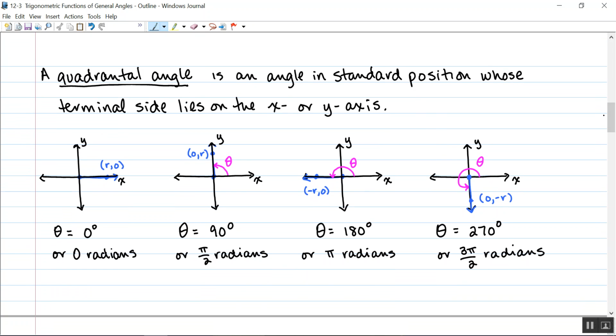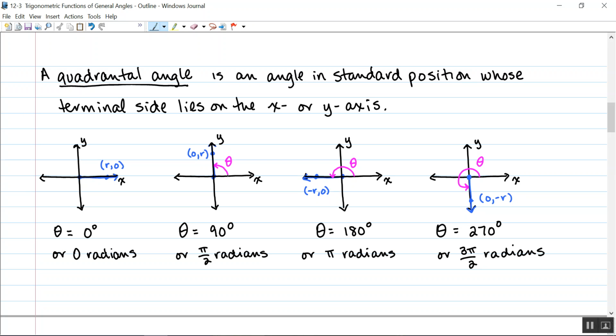A quadrantal angle is an angle in standard position whose terminal side lies on the x or the y axis. In other words, the angle is basically one quadrant of the coordinate plane. So here we have the blue line right here. So in this case, theta is equal to 0 degrees or 0 radians.